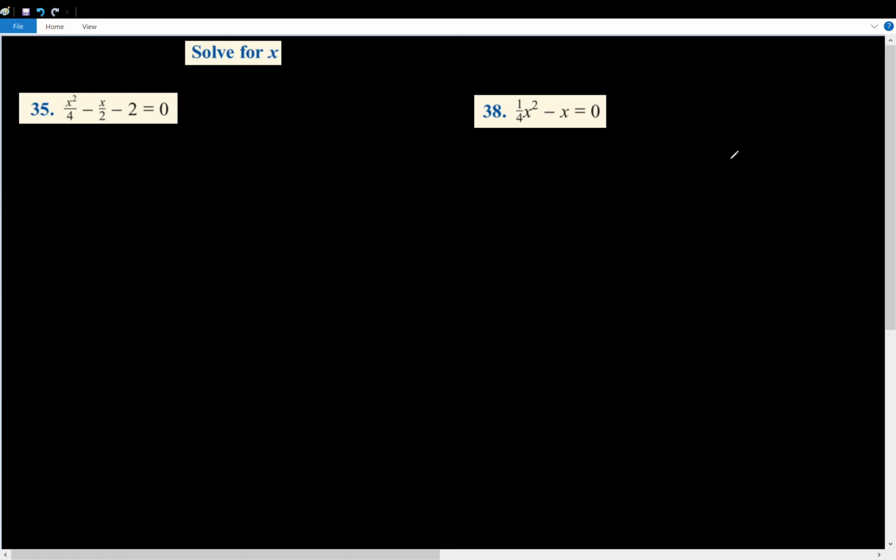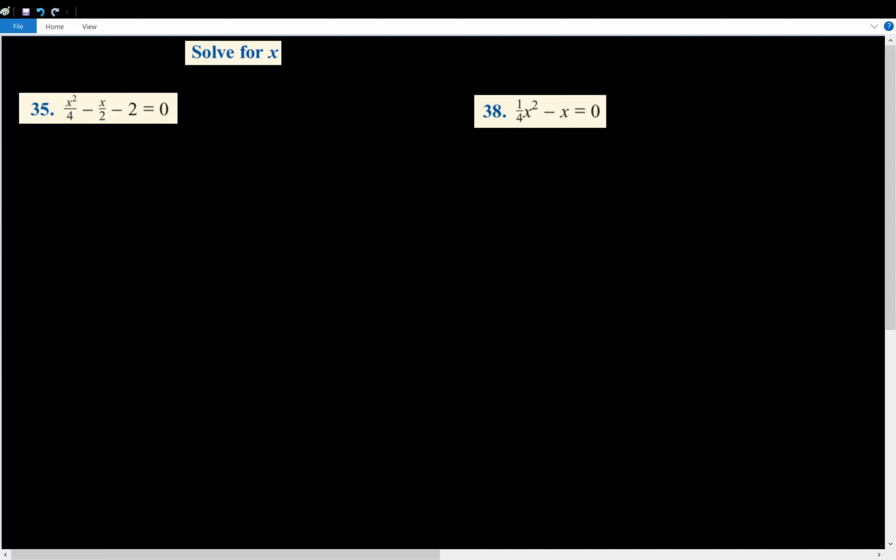This is questions 35 and 38 in exercise 1.7 in Project Maths 3A. We have to solve for x in the following equations. So let's look at 35 first. We have x squared over 4 minus x over 2 minus 2 is equal to 0.